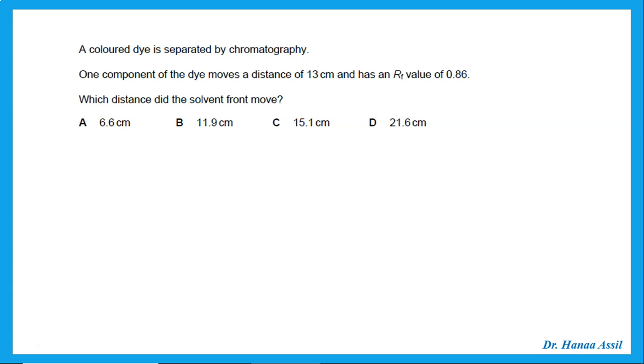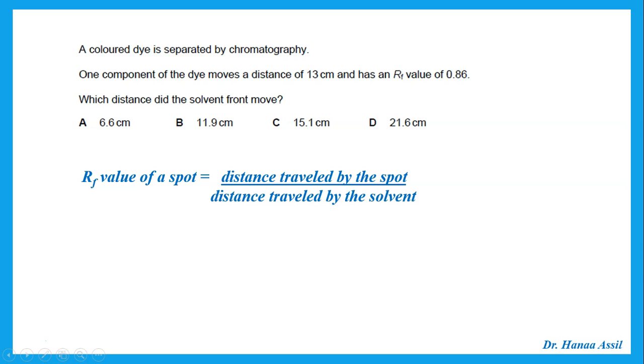This question says a colored dye is separated by chromatography. One component of the dye moves a distance of 13 centimeters. So this is the distance moved by the spot, and it has an RF value of 0.86. Which distance did the solvent front move? So this is the opposite. We know that the RF value is the distance traveled by the spot over the distance traveled by the solvent.